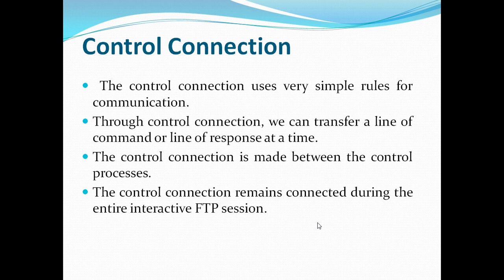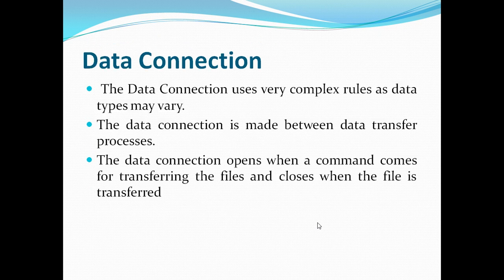So we know how data is transferred, but what is meant by the control connection? The control connection uses simple rules for communications. Through the control connection, we can transfer a line of command or a line of response at a time. The control connection is made between the control processes. That means the control connection remains connected during the entire interactive FTP session.